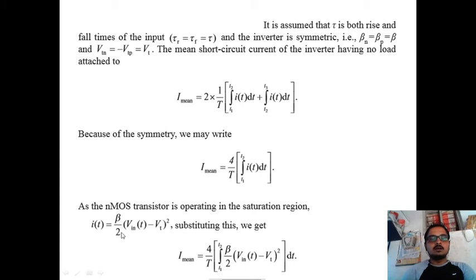What is that? It is beta by 2 times V in minus Vt, whole square. Substitute this equation in place of I of t, then we will get this equation.